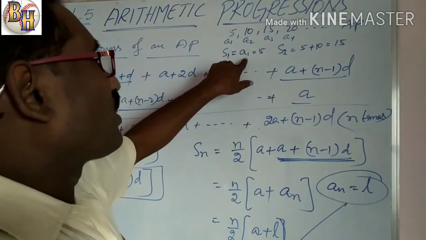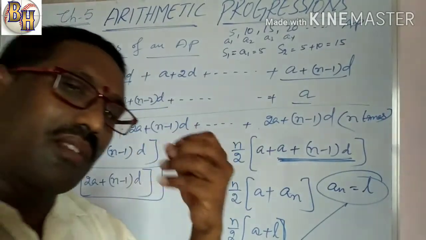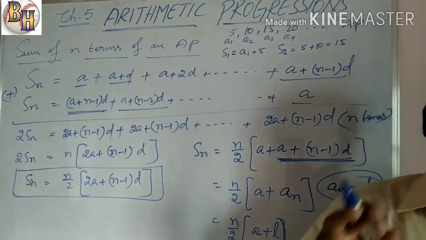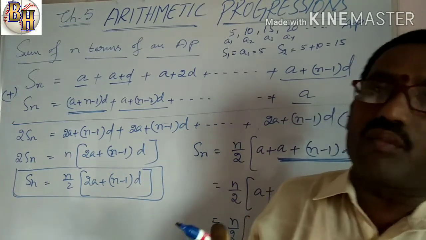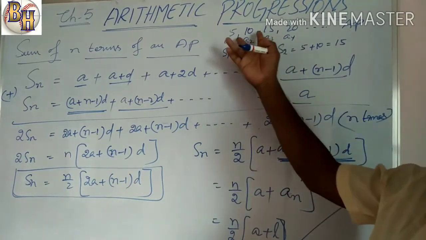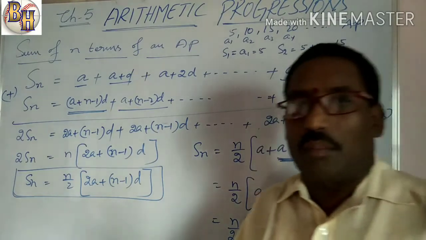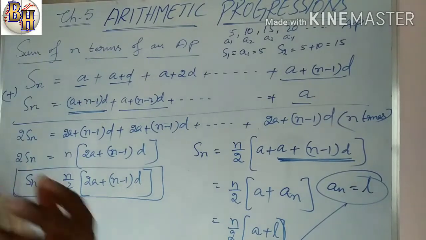And sum of the first term is the A only. The first term is also called the sum of first one term. Sum of two terms means the first two numbers added. Add the two numbers, that is the sum of two numbers. Sum of three numbers means 5 plus 10 plus 15.